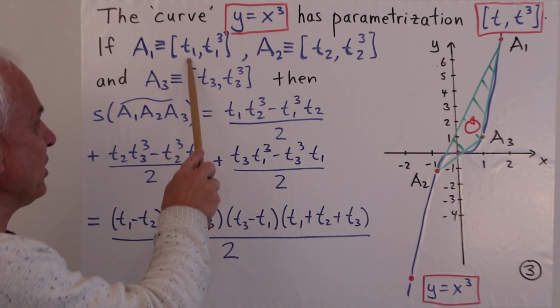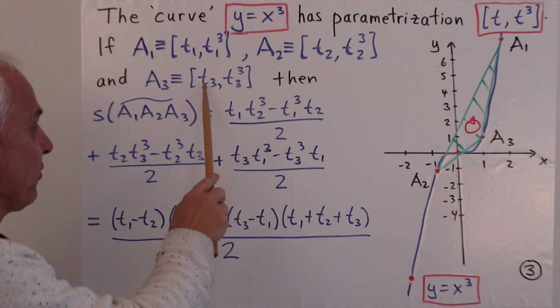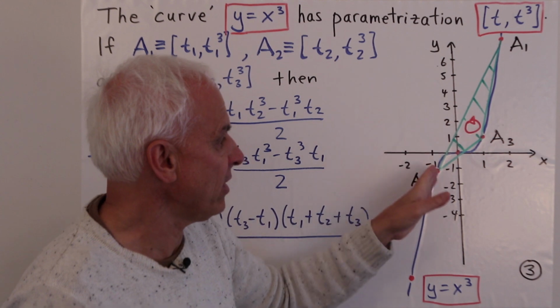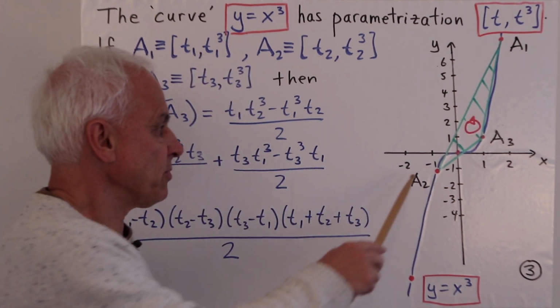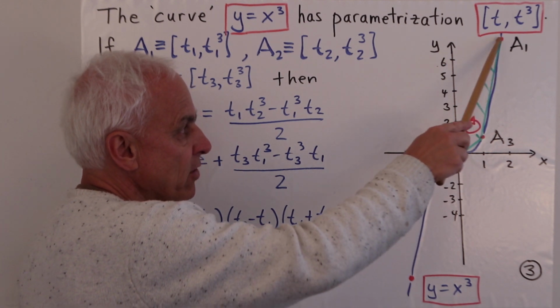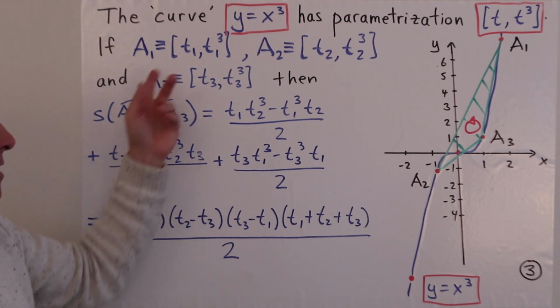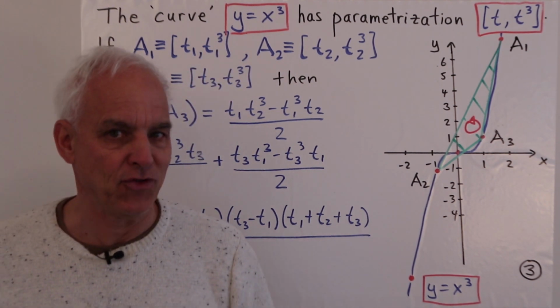So we have a1, which is t1, t1 cubed, a2, which is t2, t2 cubed, and a3, which is t3, t3 cubed. And I've just illustrated it by choosing some 3 particular points. But these are supposed to be generic, and then we consider the triangle a1, a2, a3, the oriented triangle formed by these 3 generic points. And we're interested in the signed area of this thing.